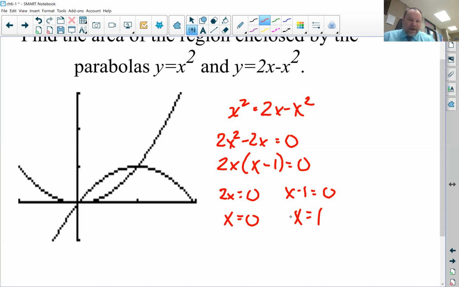So if I took 1/2 and plugged it into y equals x squared, so 1/2 squared is 1/4. And if I plug it into my other equation, I get 2 times 1/2, which is 1, minus 1/2 squared, which is 1/4. 1 minus 1/4 is 3/4. So my larger function is this one.